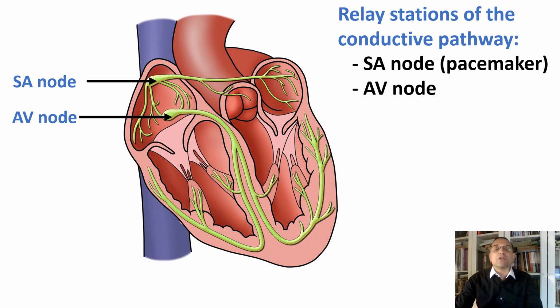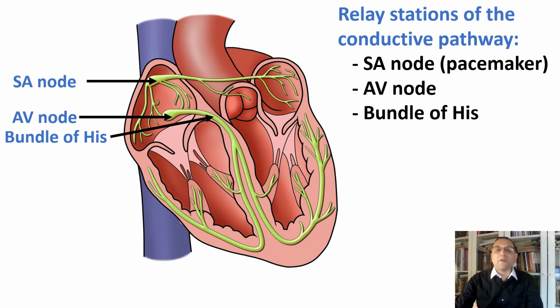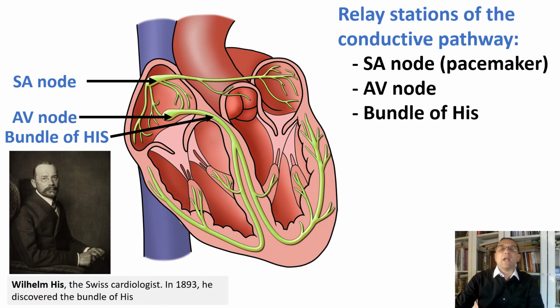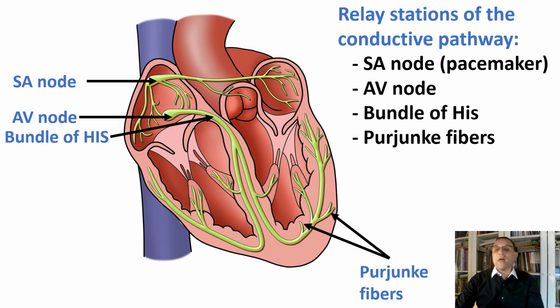The spark is passed to the next relay station called the bundle of His, which is located in the heart septum, which is a cardiac muscle. The bundle of His is named after Wilhelm His, the Swiss cardiologist who discovered the bundle. From the bundle of His, the spark goes to the Purkinje fibers. Purkinje fibers are branching in all directions.